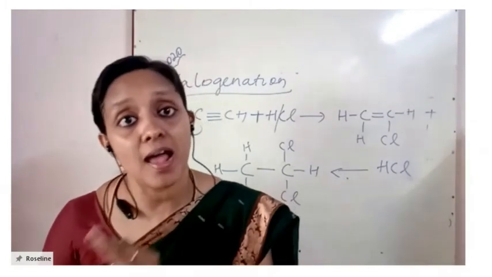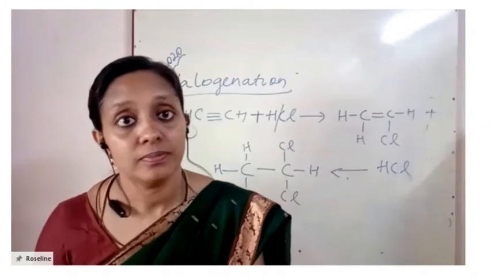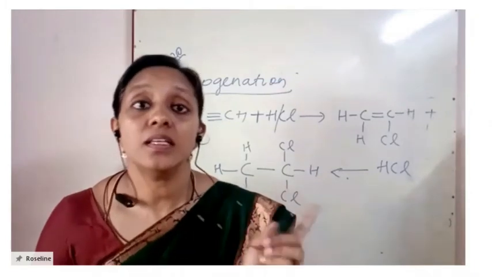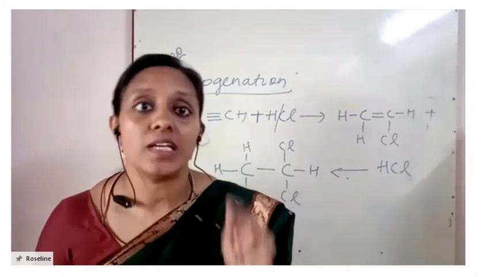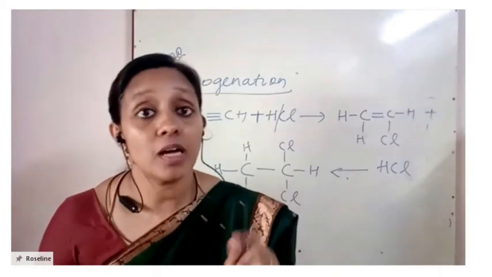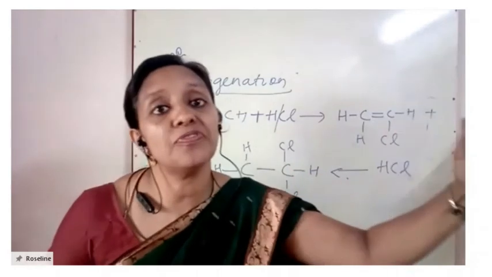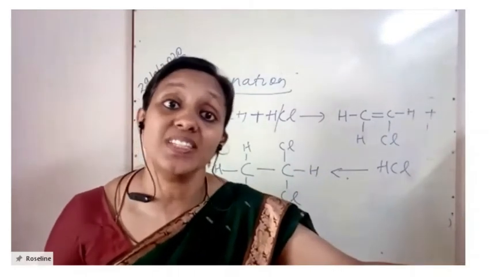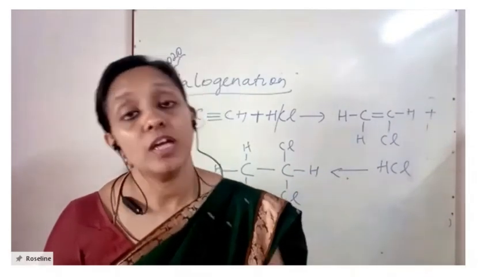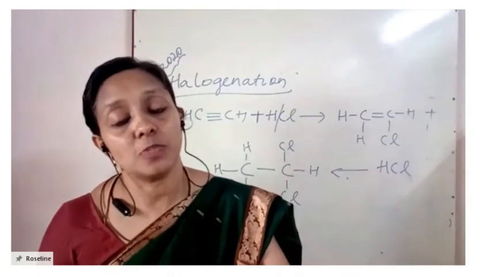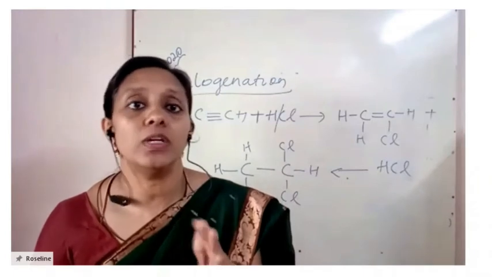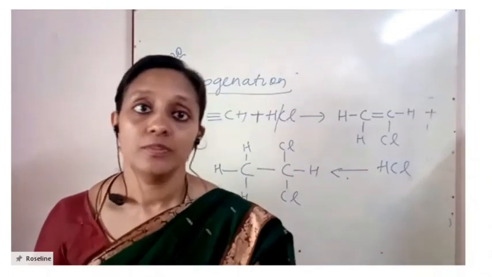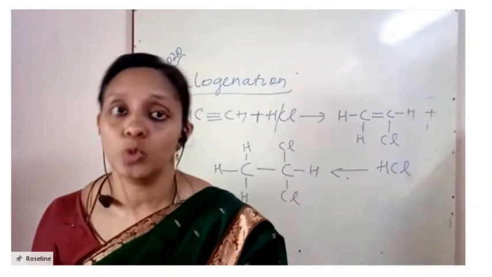But in the case of alkynes, this fading of the reddish brown color takes place slowly. Have you followed? Because it has to undergo 2 different steps in order to get converted into a saturated compound. So decolorization takes place very quickly in the case of alkenes, but a bit slowly in the case of alkynes. Followed? No other tests are meant for you to learn.